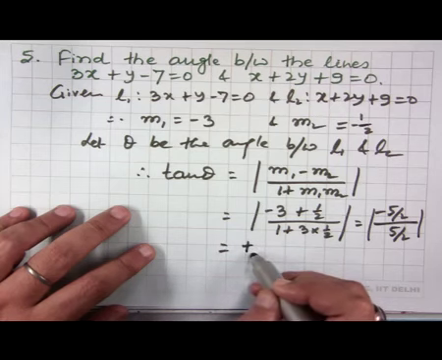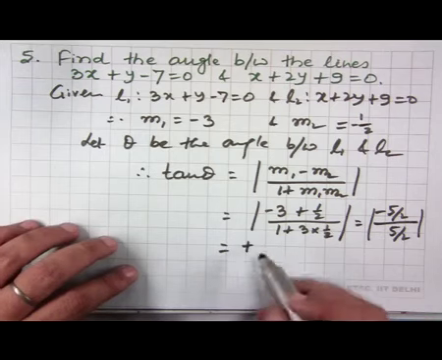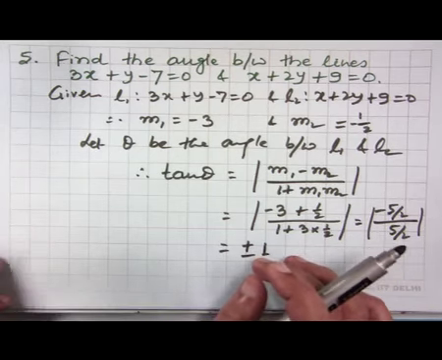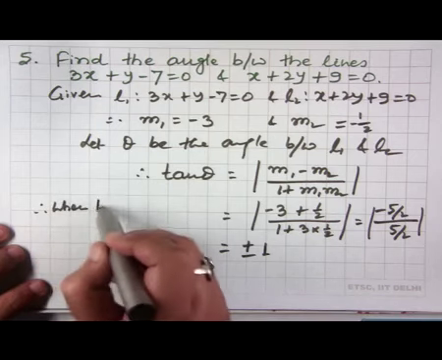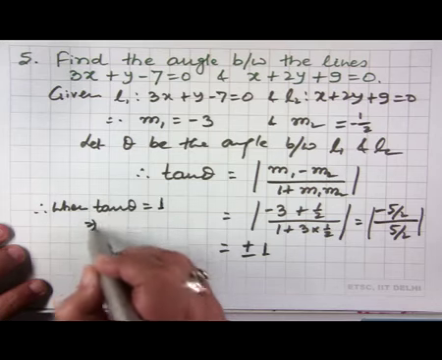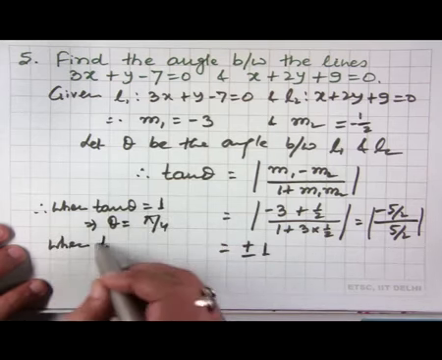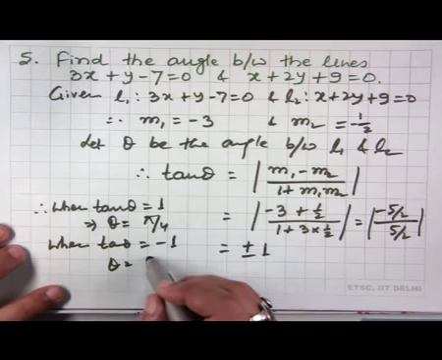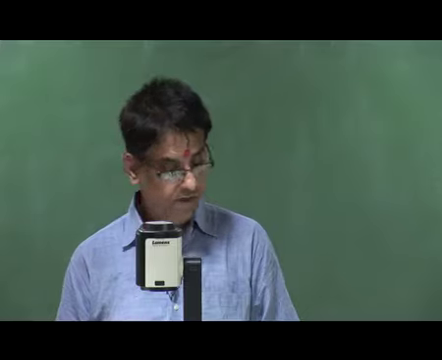So tan theta equal to plus minus 1. When you open the mod, we will get plus minus 1. This plus sign will give the acute angle, and this minus sign will give the obtuse angle. So when tan theta equal to 1, this implies theta equal to pi by 4, and when tan theta equal to minus 1, then theta equal to 3 pi by 4. So we just find the value of the acute angle, and that will give the value of the obtuse angle also. In this way we can find the angle between two lines.